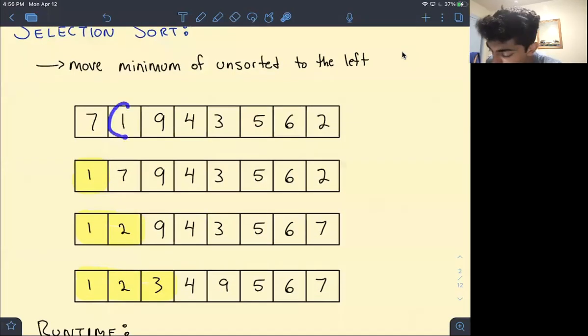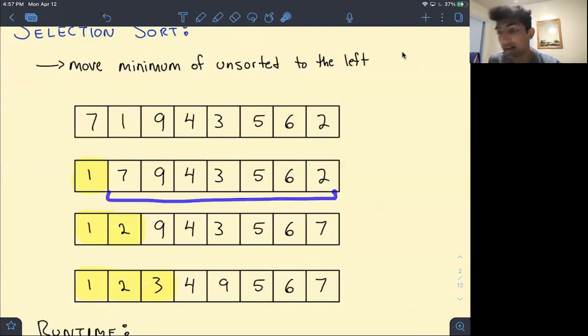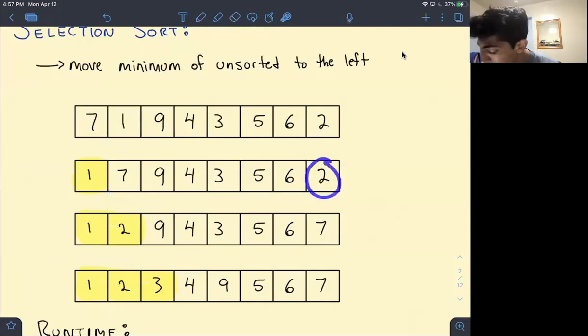So the minimum out of everybody is 1. We'll take 1 and put 1 in the front. Okay, now, let's say these are all of the people that haven't been sorted yet. I'll call them the unsorted group of people. The minimum out of the unsorted group of people is 2, so we'll take 2 and put 2 in the next spot. Okay, and then we'll repeat this process. We'll take 3, which is the minimum out of all of these unsorted people, and we'll put 3 in the next spot, and so on.